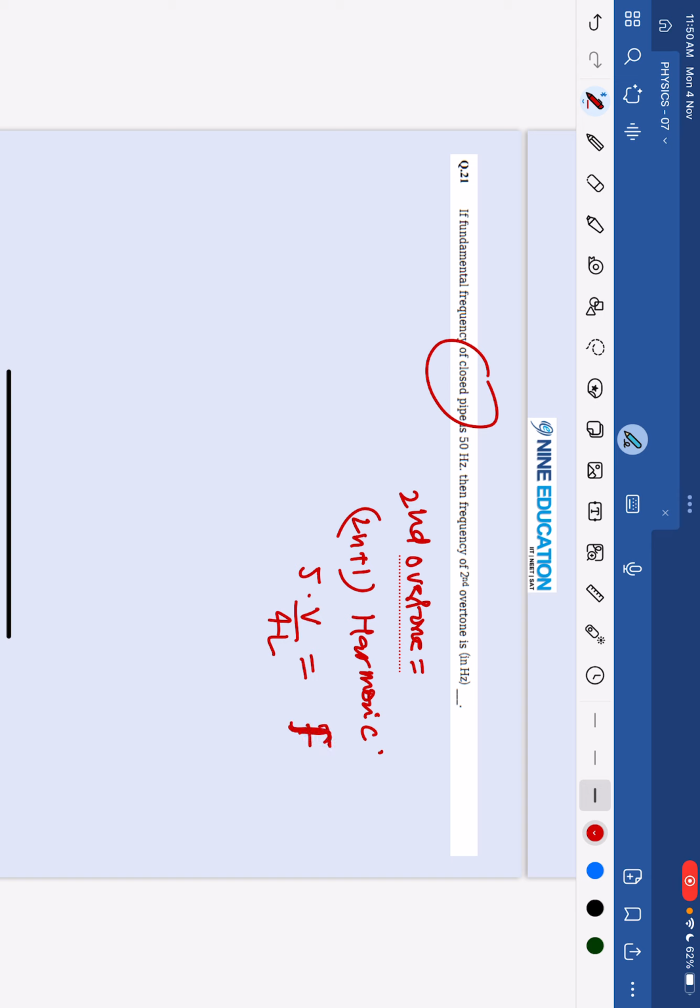This is the frequency they are asking. Now V by 4L is given, the fundamental frequency is 50. So 5 into 50, it is going to become 250 hertz. So the answer should be 250 hertz.